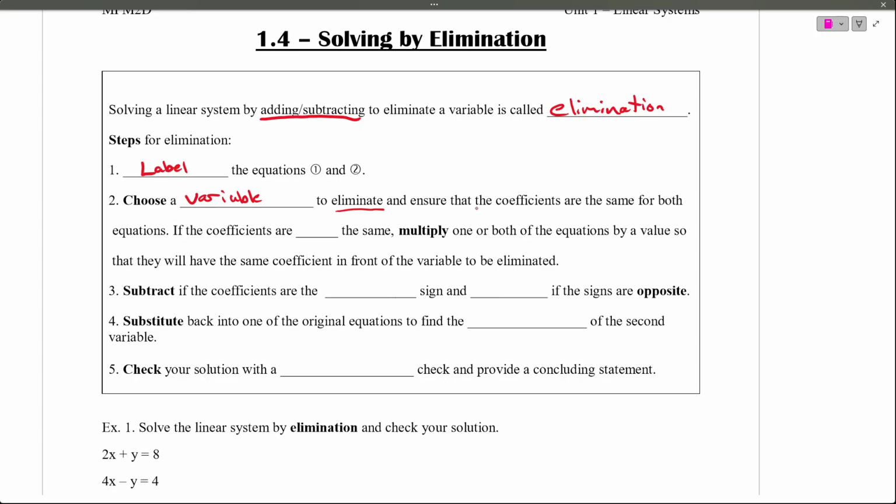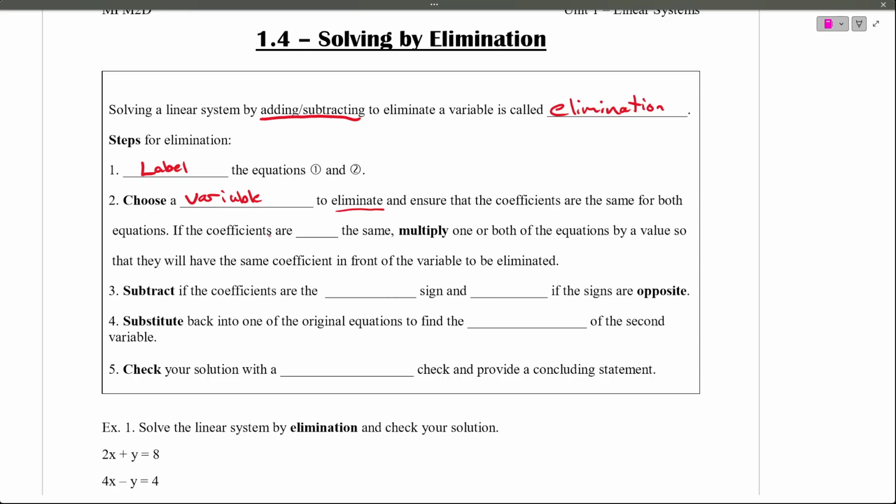And we're going to ensure that the coefficients are the same for both equations. So the numbers in front of the variables need to be the same, so when we add or subtract, it's going to eliminate one of them. So if we have a 4x, we'd want a 4x right underneath it. If I subtracted them, 4x minus 4x makes it go away.